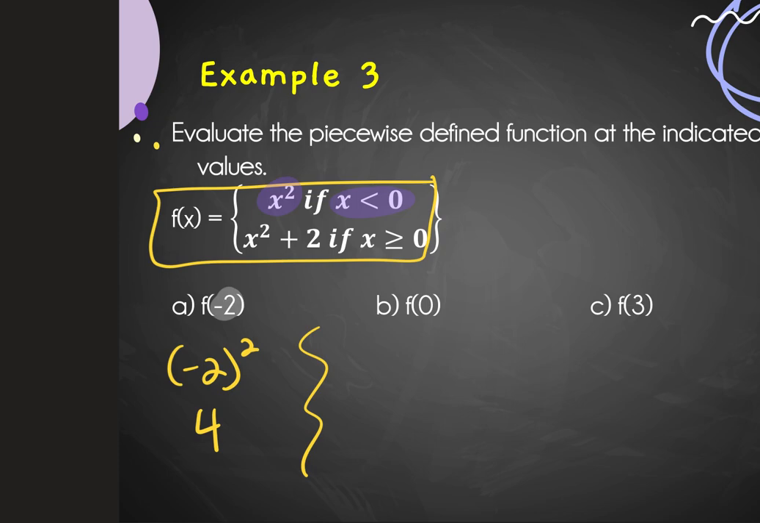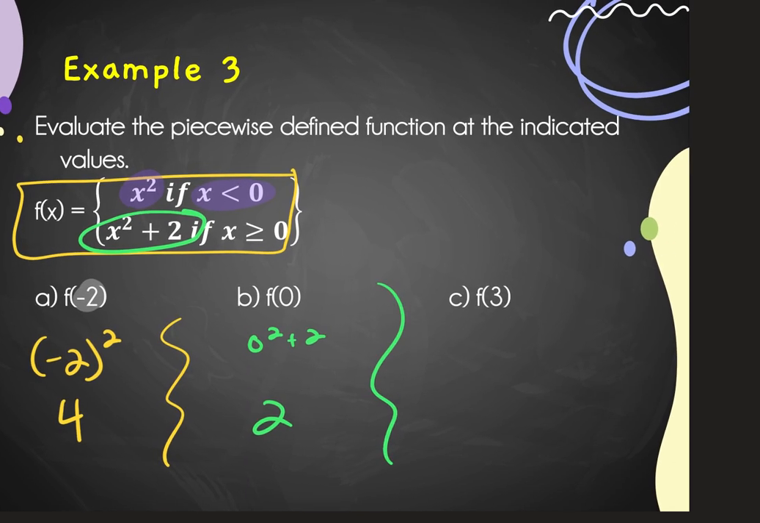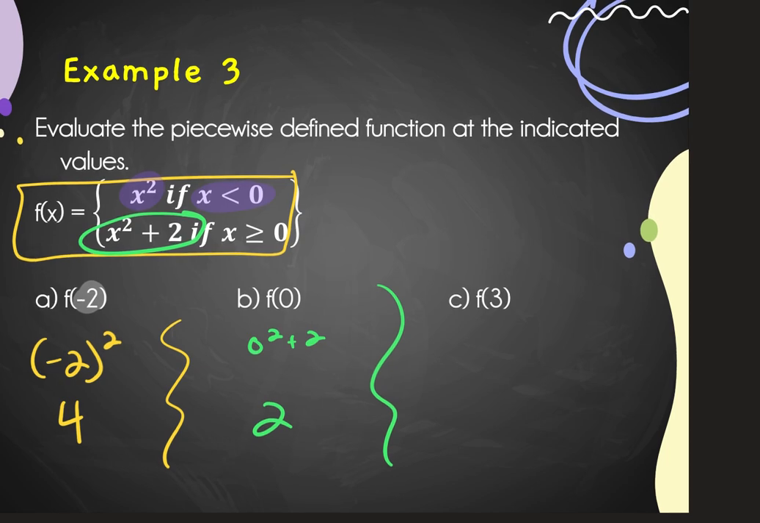B says f of 0. So is 0 less than 0 or is it greater than or equal to 0? Greater than or equal, which means I'm going to plug it into the bottom one. And I get 0 squared plus 2, which is 2. And the last one is 3. Is 3 less than 0 or greater than or equal to 0? Greater than or equal to, so I use the bottom. 3 squared plus 2. 9 plus 2, which is 11.